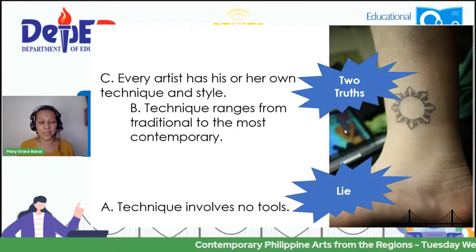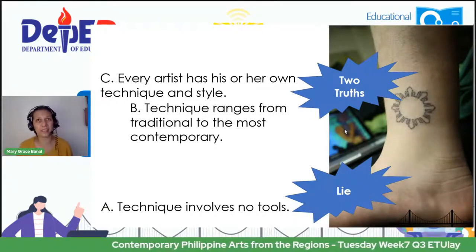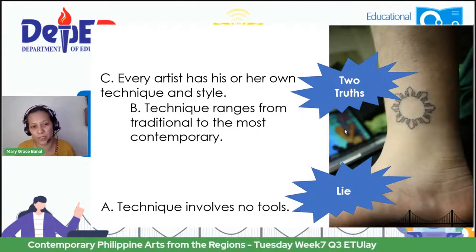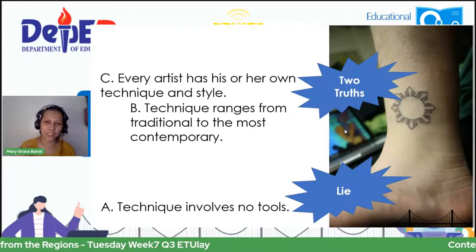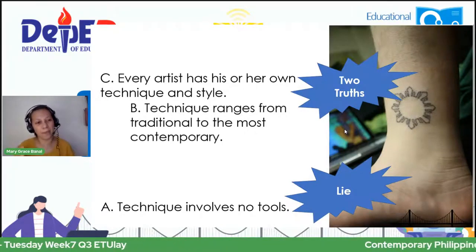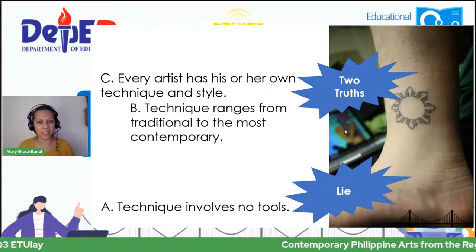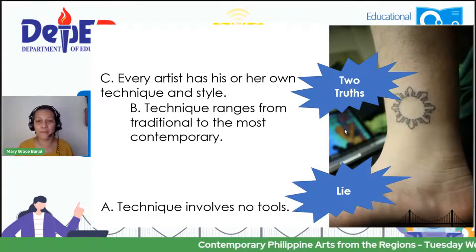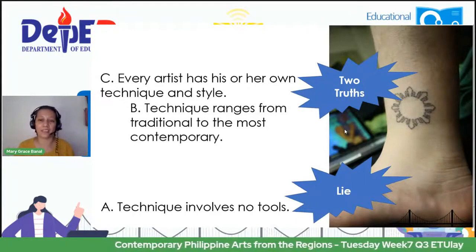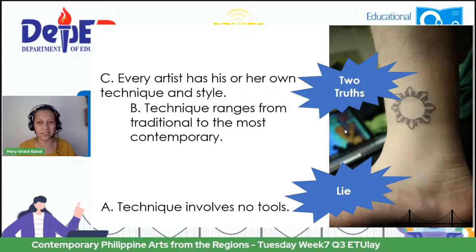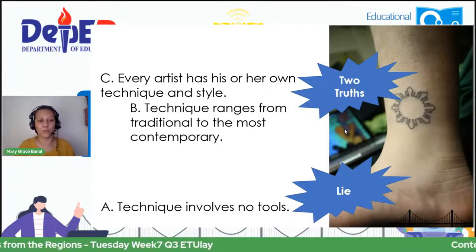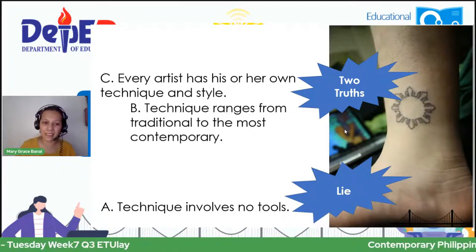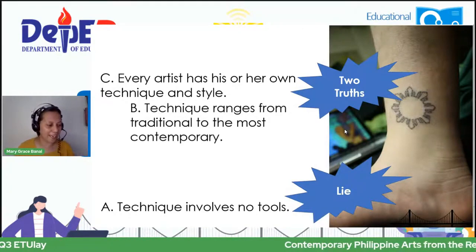Okay, so technique involves no tools. That is almost saying it's impossible, di ba? Kasi when you say technique, you are manipulating, you're not just manipulating the materials, but applying your skills. Okay, so there should be tools. Now, even the hands of the artist are considered tools. So kahit nga as simple as a tattoo, it still involves tools. Okay, so that's why technique involves no tools is a lie.